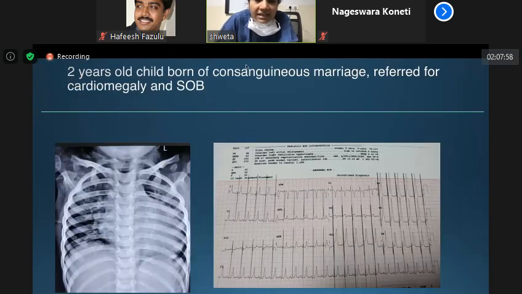Now look at this case. He's a 2-year-old boy born of consanguineous marriage and referred to us with SOB, and on X-ray there was cardiomegaly. So you can see that obviously there is cardiomegaly, and this is the ECG. I want someone to read this ECG.